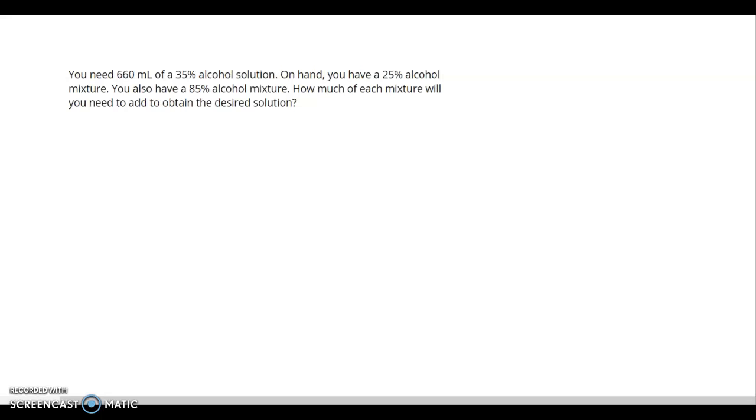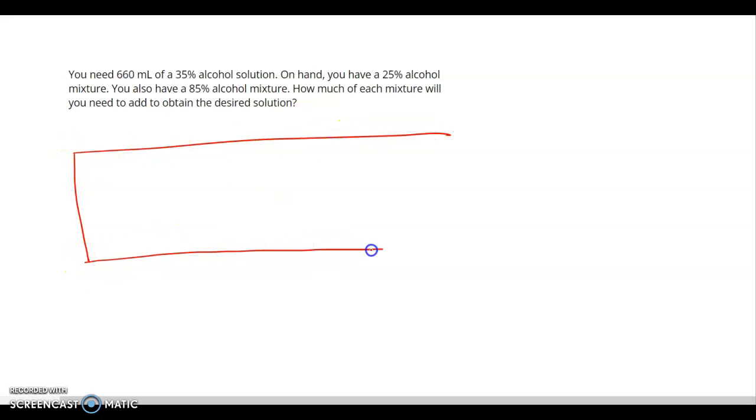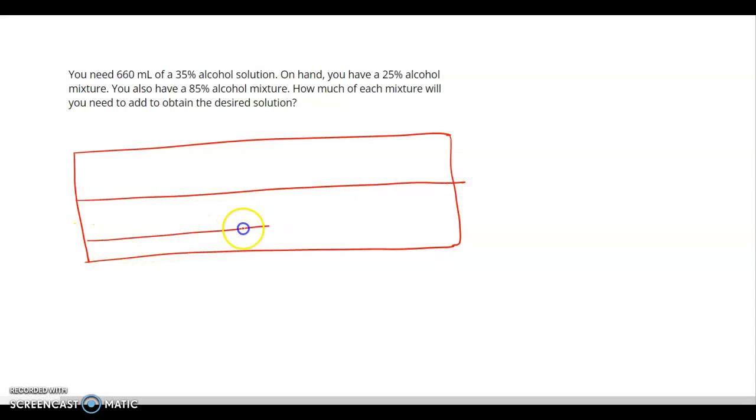Okay, another way you can solve this problem is by using a table. And I know some students really like using a table here. Okay, so what we're going to have, we're going to have our 25% alcohol mixture. We're going to have our 85% alcohol mixture, and we're going to call those X and Y.